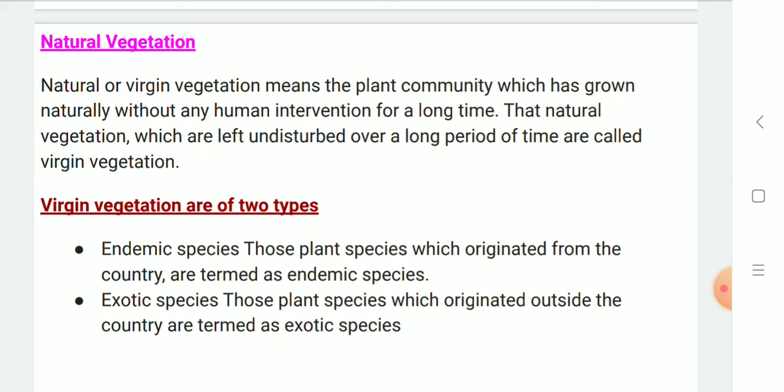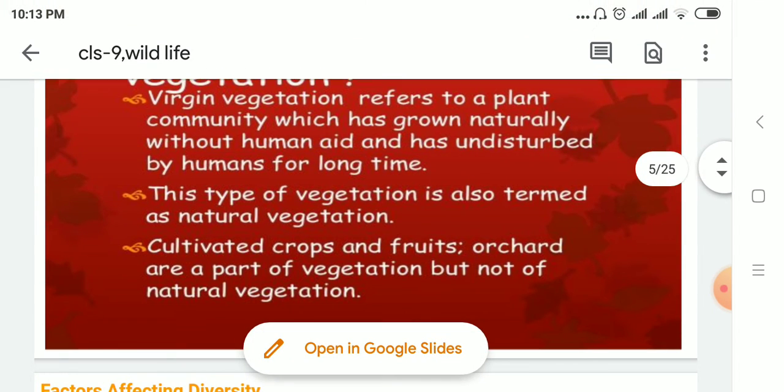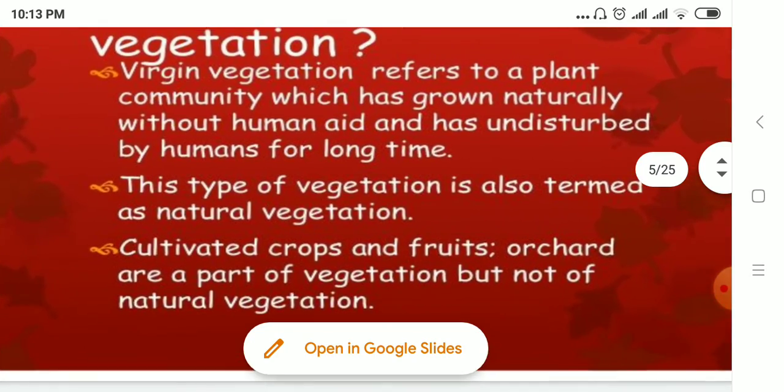Virgin vegetation can again be divided into two types, which are endemic and exotic species. Endemic species originate within the country and exotic species originated outside the country. This is a clear definition of what is meant by virgin vegetation.